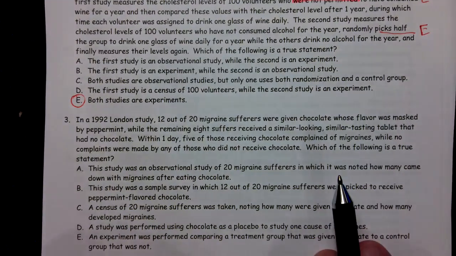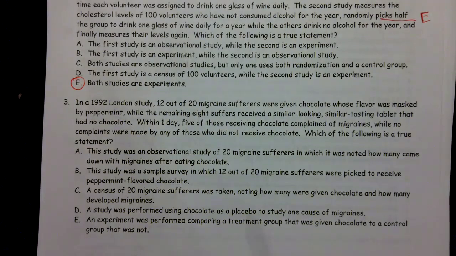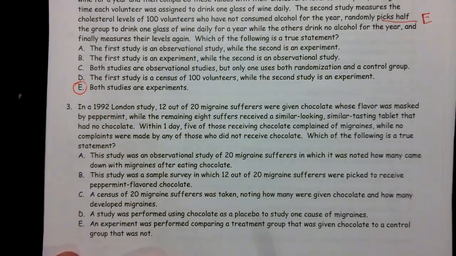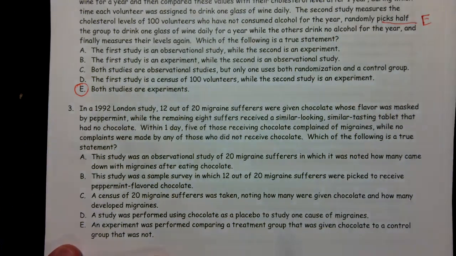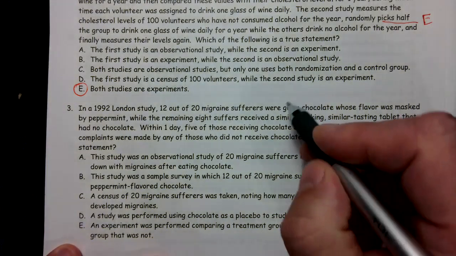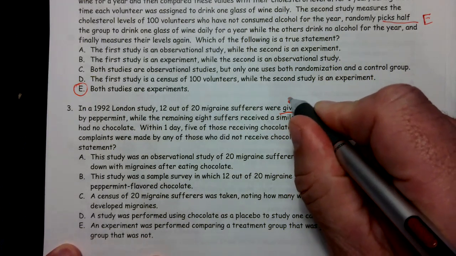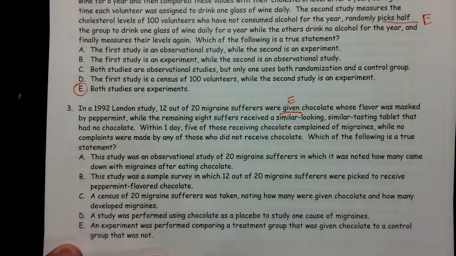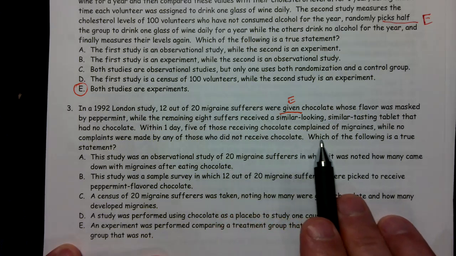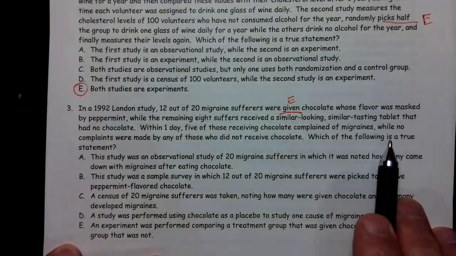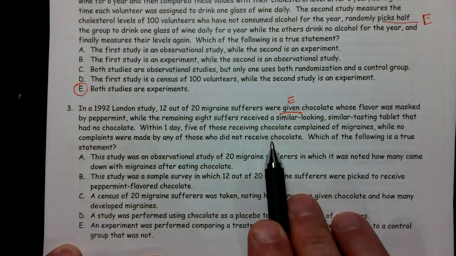In a 1992 London study, 12 out of 20 migraine sufferers were given chocolate whose flavor was masked by peppermint, while the remaining 8 sufferers received a similar tasting tablet that had no chocolate. All right, so it says they were given. I like the word assigned, but that still lets me know that treatment was imposed, so this is an experiment. All right, within 1 day, 5 of those receiving chocolate complained of migraines, while no complaints were made by any of those who did not receive chocolate.